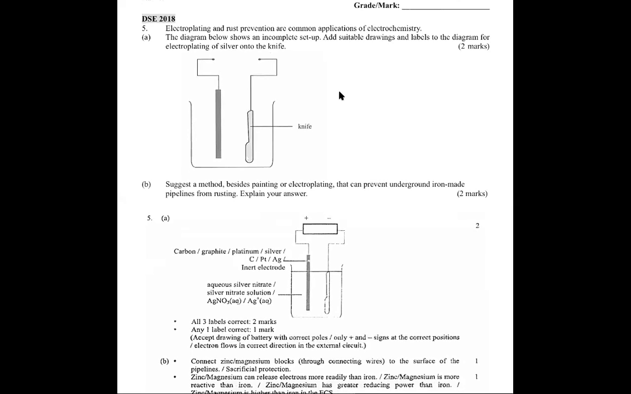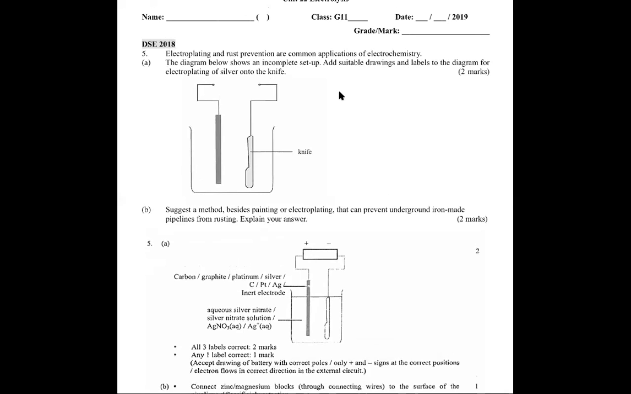Okay, so first one, we got question 5. For this one, part A, you need to fill in the battery part. Which one should be connected to the positive side of the battery and which side should be the negative one. Okay, and then you need to label what electrolyte you choose for this experiment, and then you need to label this part.